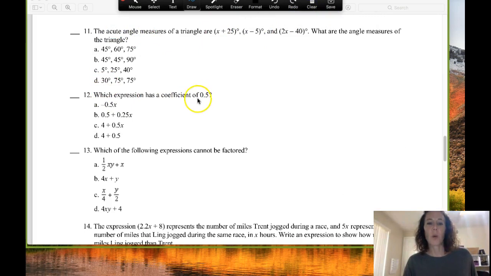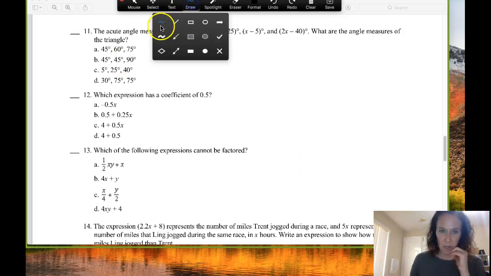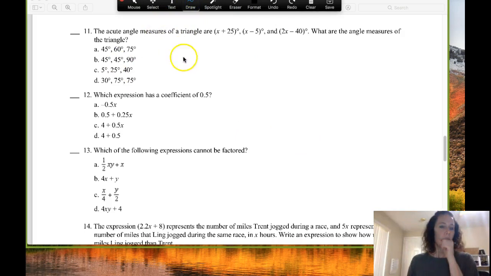Which expression has a coefficient of 0.5? So looking at these expressions, remember coefficient, think it commingles with your variable. Which one is commingling with your variable? Not a constant by itself. So this one does commingle with x, but it's a negative. It didn't ask me for negative 0.5. This one has a 0.5, but it's a constant. It's not commingling with x.